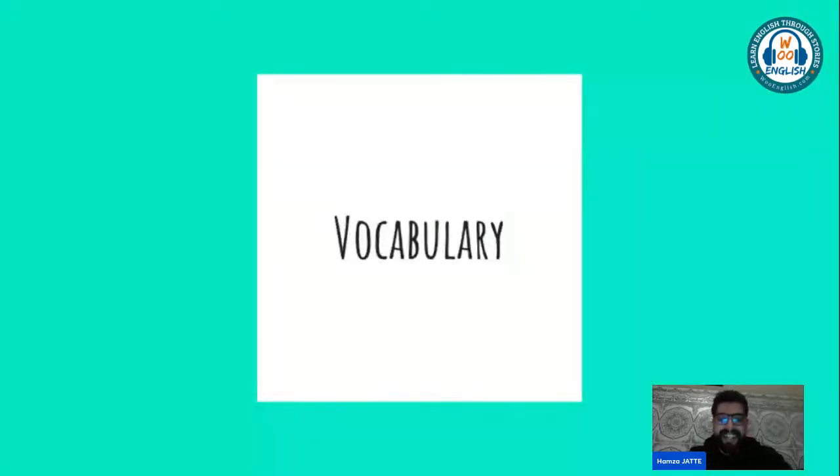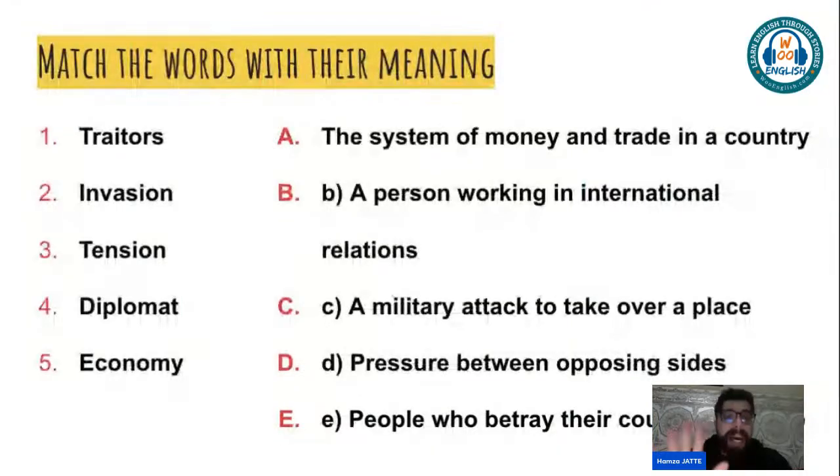Yes. All right. So, as we always do, before I give you the text to listen to, I like to teach you some vocabulary that you are going to hear during the listening. And today I chose for you the five following words: traitor, invasion, tension, diplomat, economy.